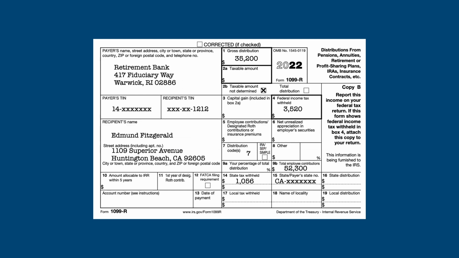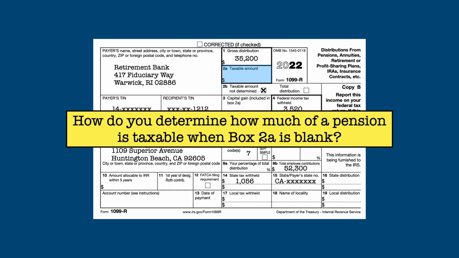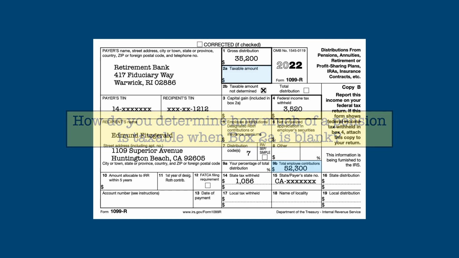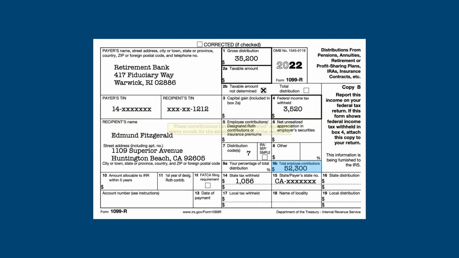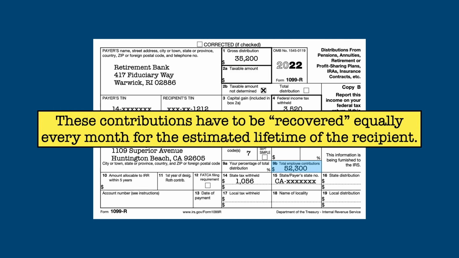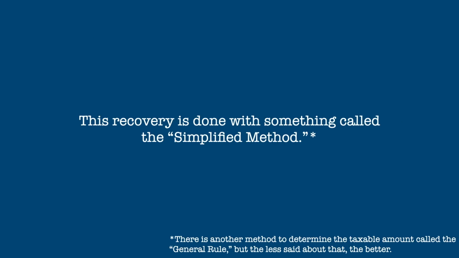But what if you are the recipient of a contributory pension and box 2A is blank? How do you determine how much of that pension is taxable? It has everything to do with those employee contributions in box 9B. Those contributions have to be recovered equally every month for the estimated lifetime of the recipient. This reduces the taxable amount of the pension. This recovery is done using something called the Simplified method.